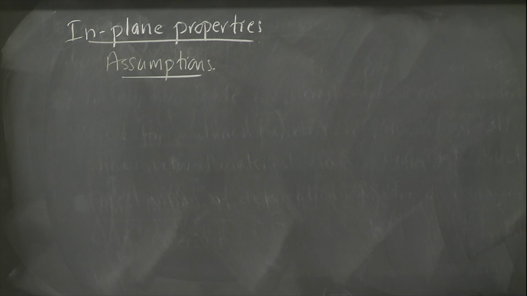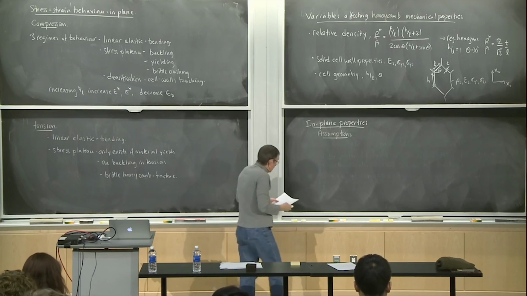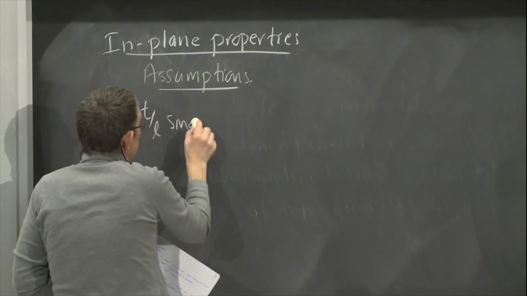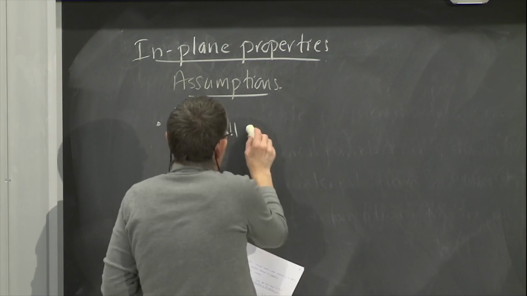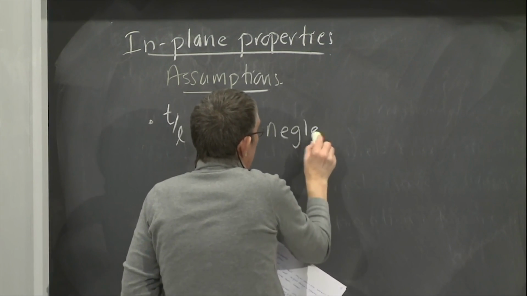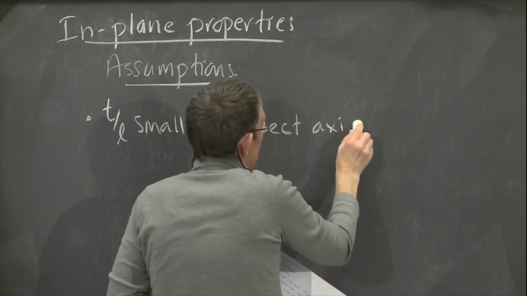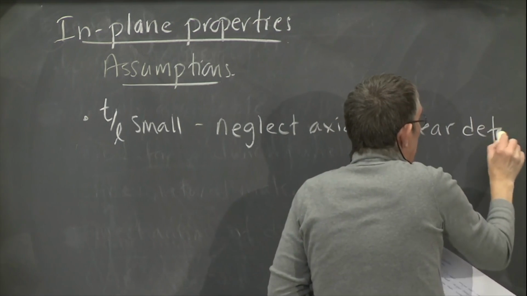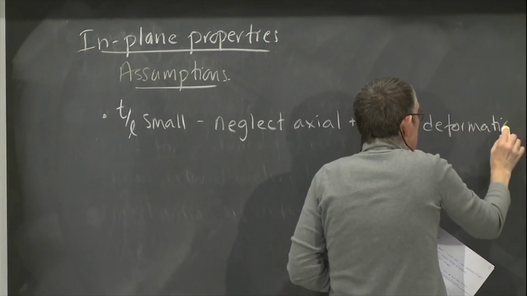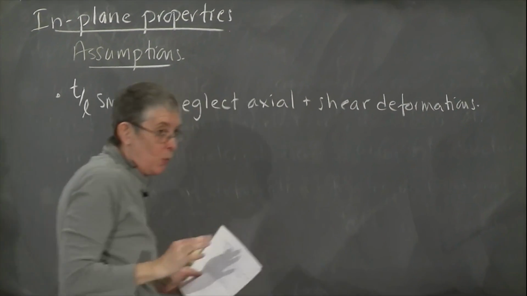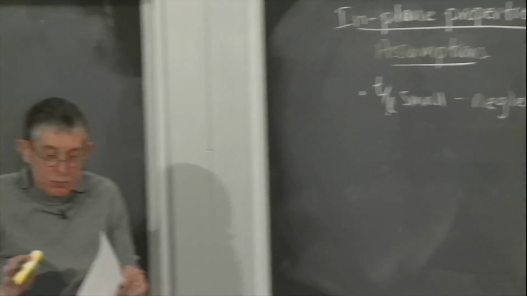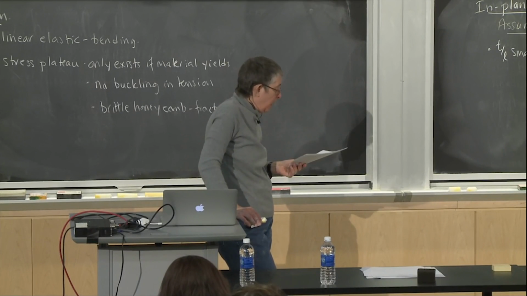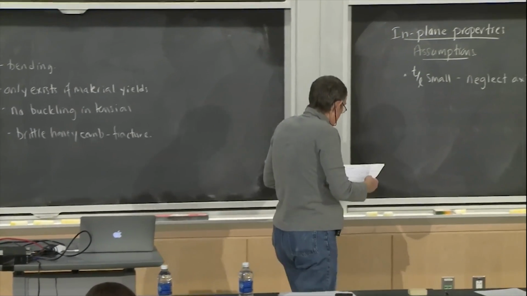And we're going to make a few assumptions just to make life a little bit simpler. So we're going to assume that t over L is small. So that also means the relative density is small. And what that means is that we're going to be able to neglect axial and shear deformations. So you can imagine if I have a thin wall and I'm applying loads that produce moments and produce bending, if the wall is very thin, then the axial and the shear deformations are going to be small.